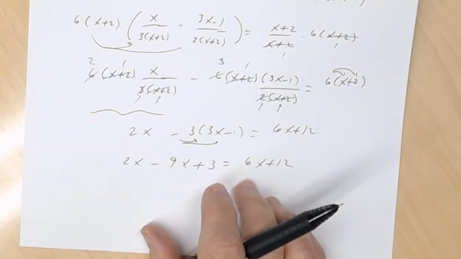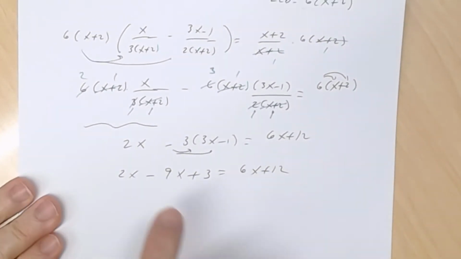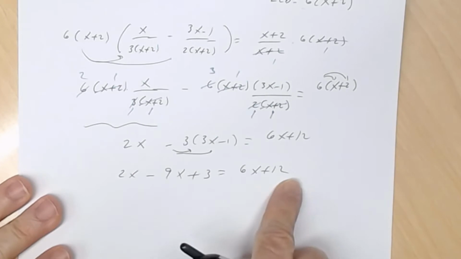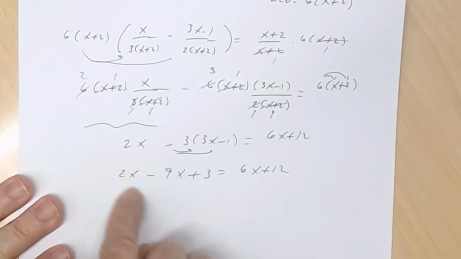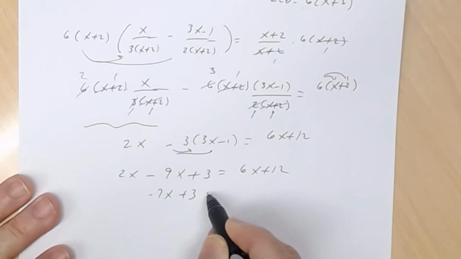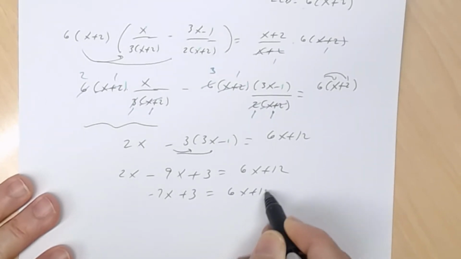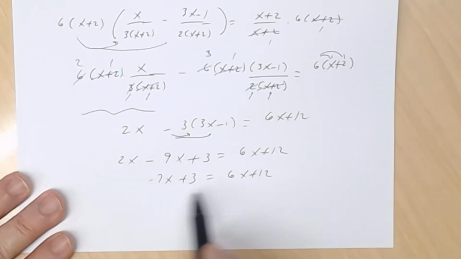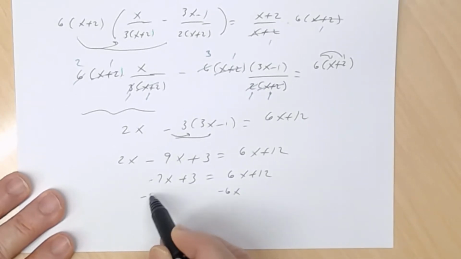So be careful. Now notice this is what kind of equation? This is a linear equation. So I'm just going to combine like terms. That'll be negative 7x plus 3 equals 6x plus 12. All right, I'm going to bring all the variables to one side, so I'm going to subtract 6x from both sides.